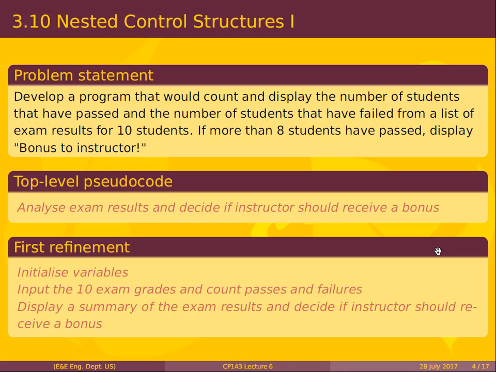So let's start refining this now, and this also details how we're going to solve it. So first refinement is that we're going to initialize some variables. As I told you guys, pretty important, or very important. Then we're going to input the 10 exam grades and count passes and failures, and display a summary of the exam results and decide if the instructor should receive a bonus.